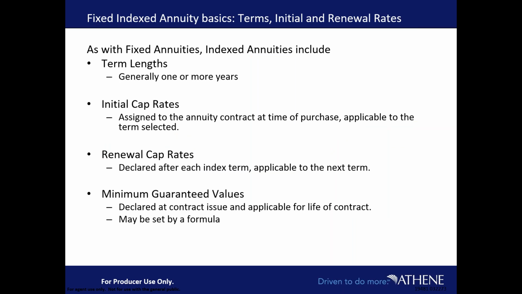So let's talk a little bit about basic terms, initial and renewal rates. As with fixed annuities, indexed annuities include term lengths, generally 1 year or more. We have products here at Athene from about 5 to 15 years. Initial cap rates are assigned to an annuity contract at the time of purchase and applicable to the term selected. Renewal cap rates are going to be declared after each index term, applicable to the next index term. So if your client's in a 1 year strategy, they'll get an option to change that after the first year. If they're in a 2 year strategy, they'd have an option to change that after 2 years.